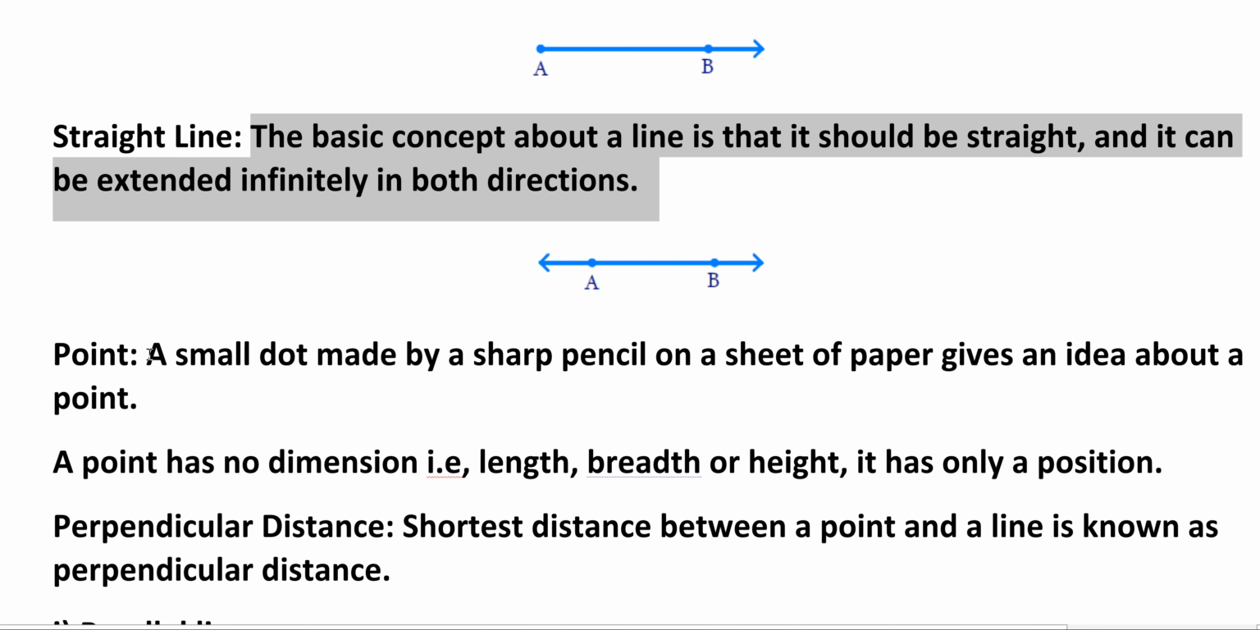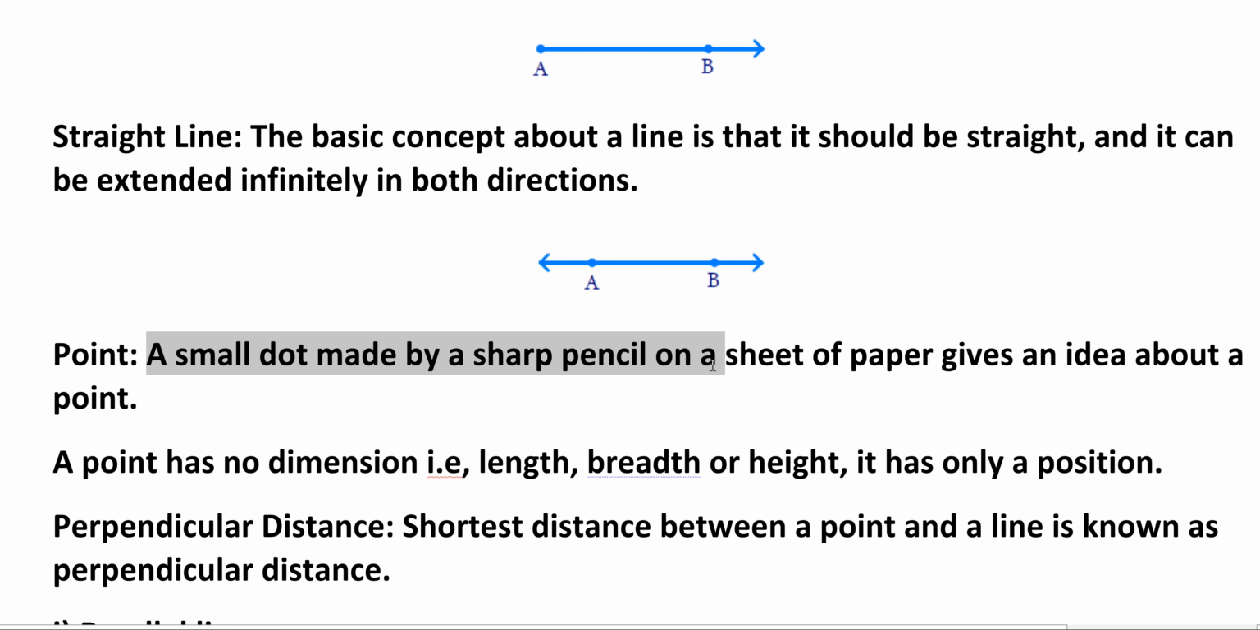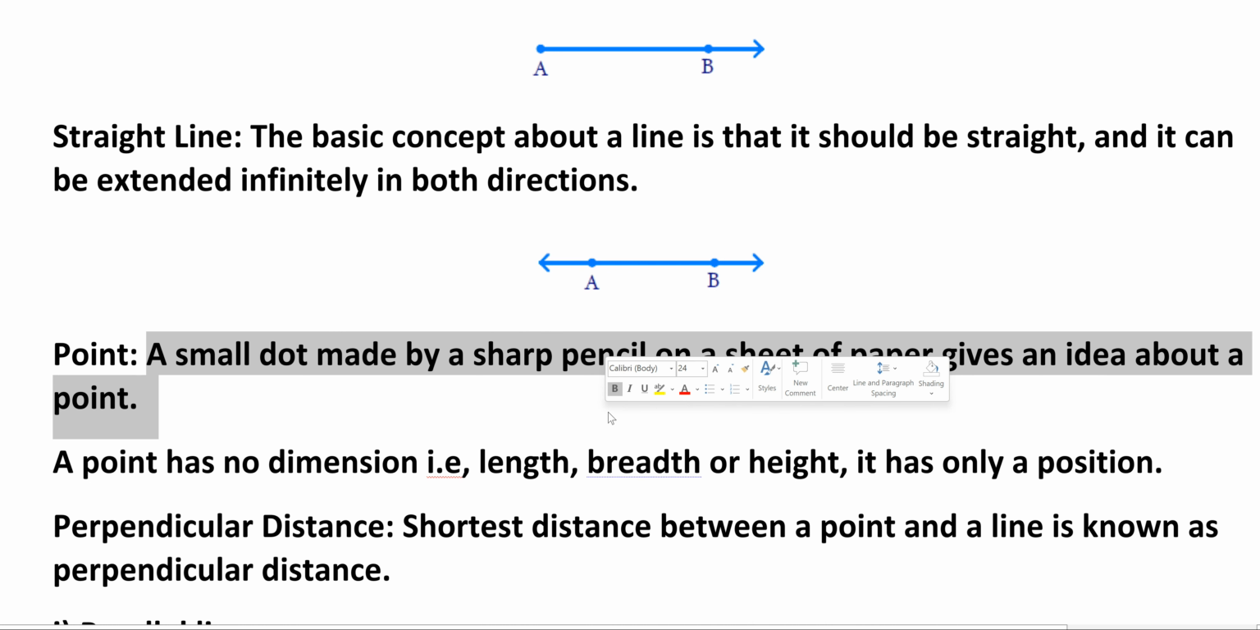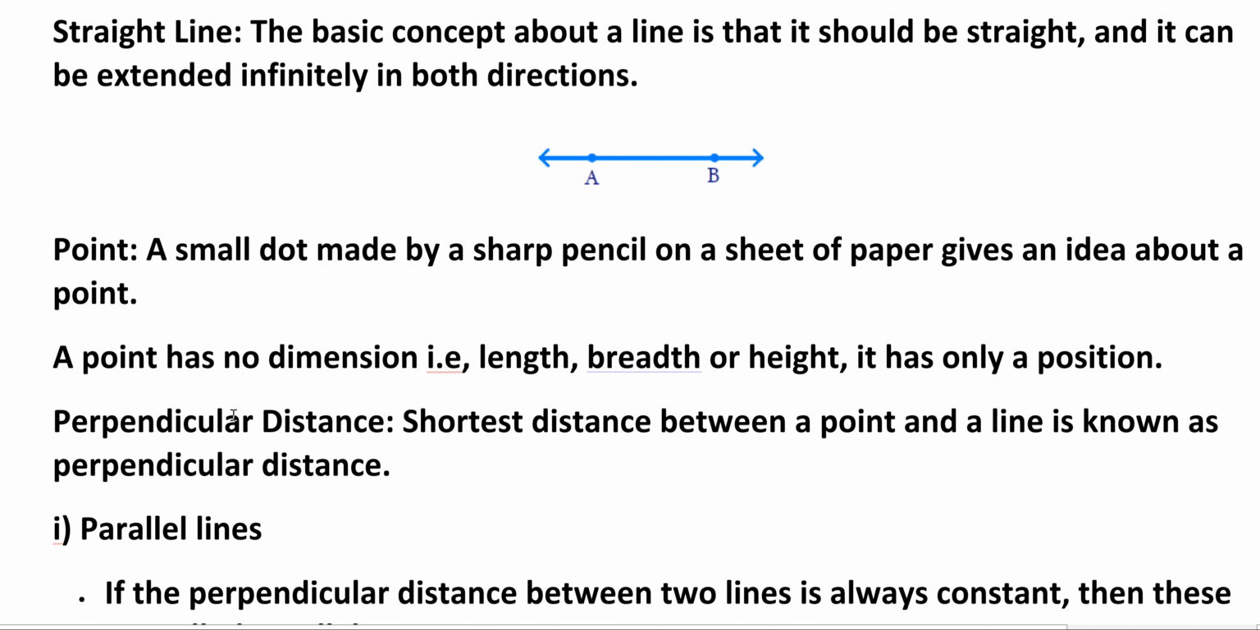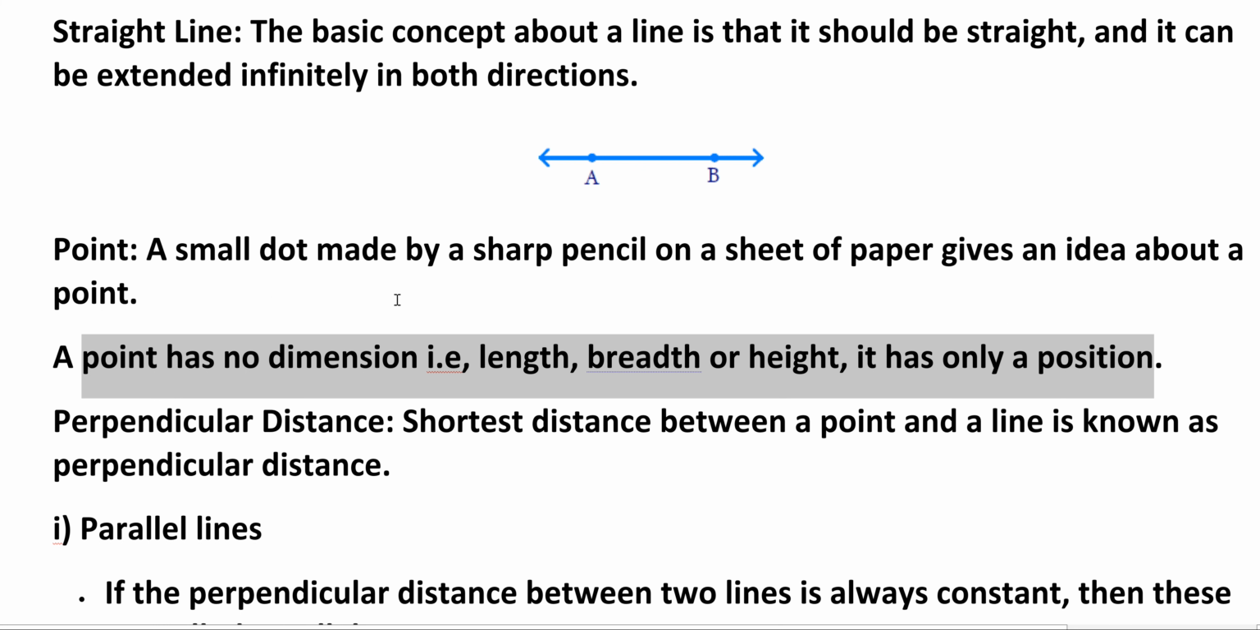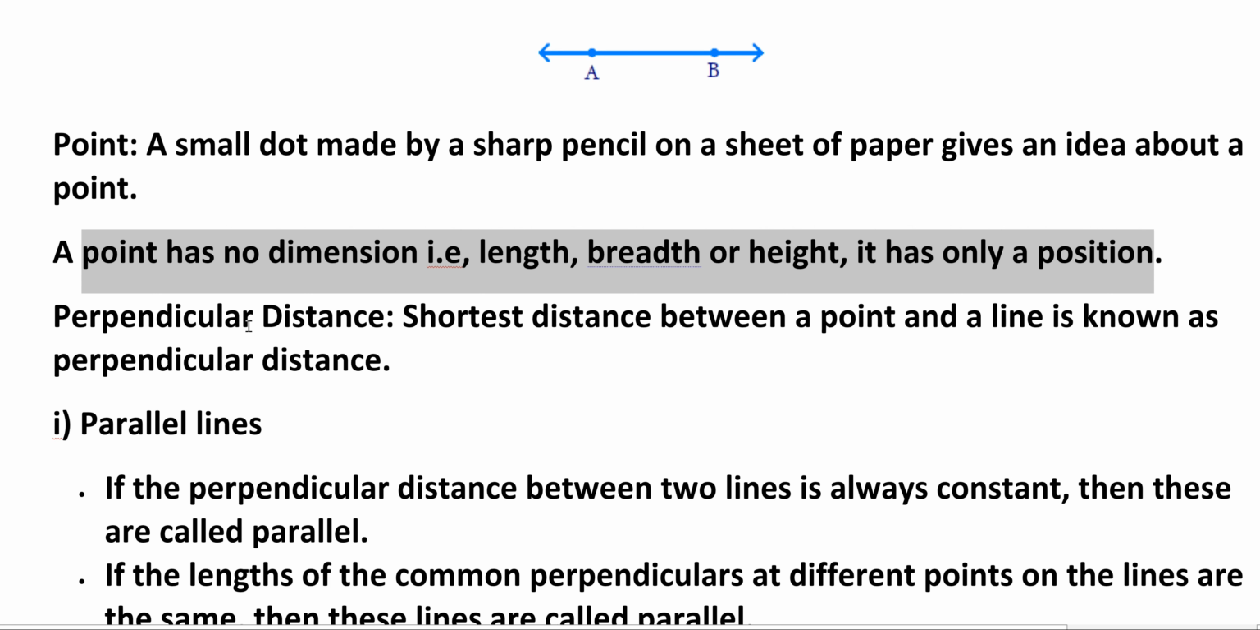Point: a small dot made by a sharp pencil on a sheet of paper gives an idea about the point. A point is nothing but a small dot. A point has no dimension, that is, no length, breadth and height. It has only a position. One position means one particular area. The point should be denoted in a particular area.